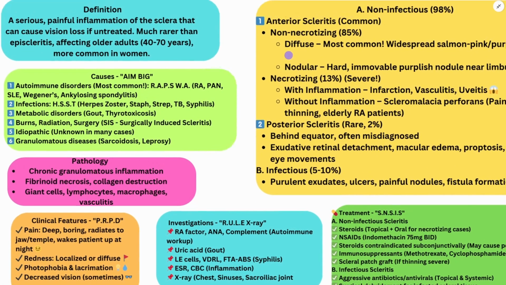Okay, so what is the pathology here? Remember the last one, granulomatous disease. There will be formation of granuloma. So it is chronic granulomatous inflammation. The granuloma will also contain necrosis. Majorly in TB it is caseous necrosis. Here you can see fibrinoid necrosis and collagen destruction.